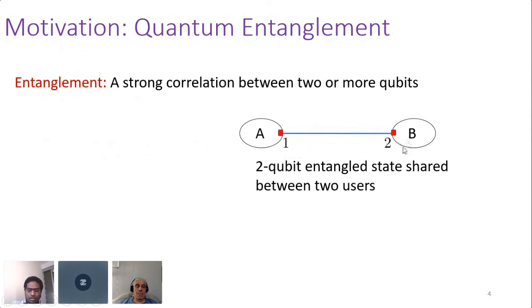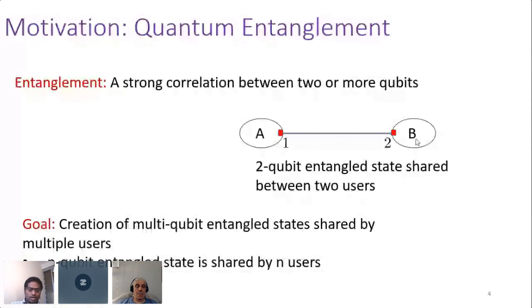In a given quantum internet, our goal is to create multi-qubit entangled states that are shared between different users. For example, we could want to create an n-qubit entangled state that is shared by n users. These users could be attached to the network at different locations. We want to create such entanglements at the maximum possible rate and for as many applications as possible.